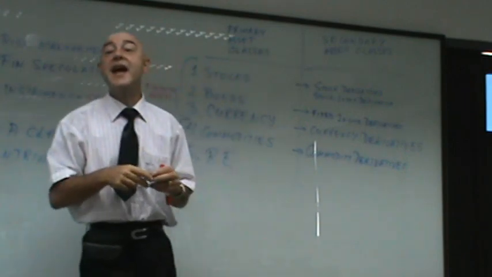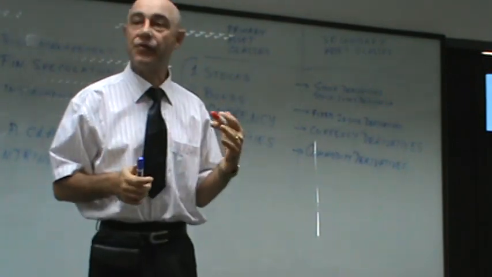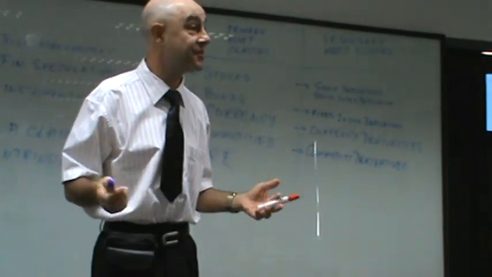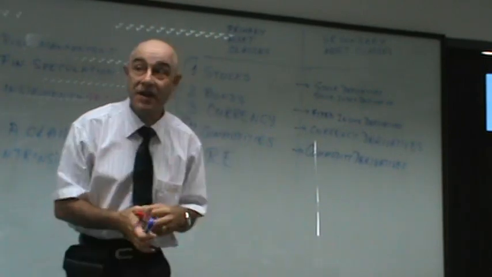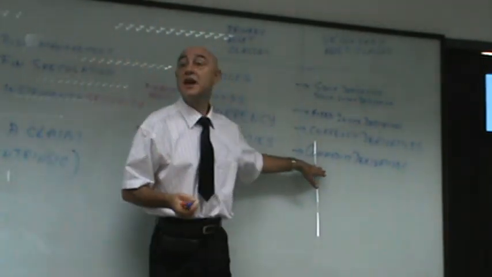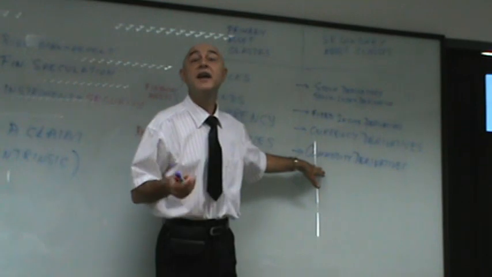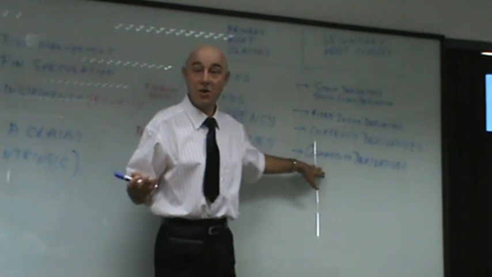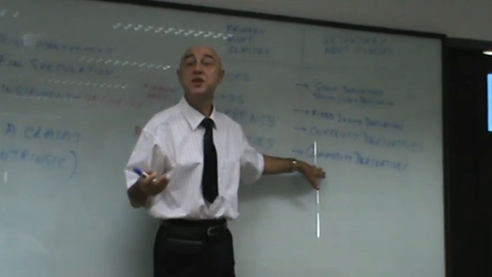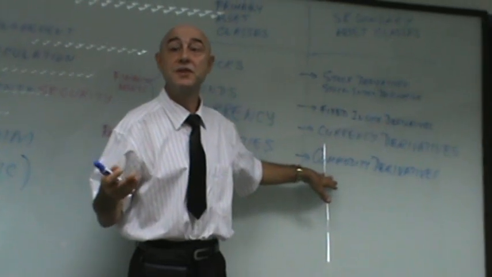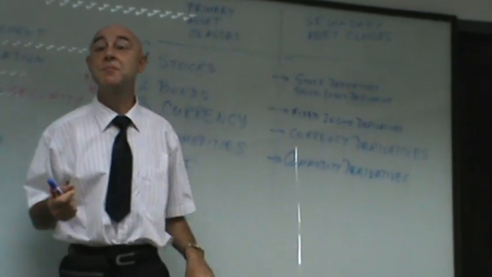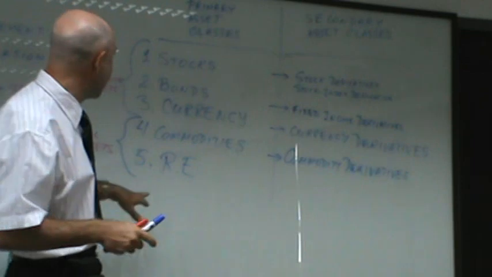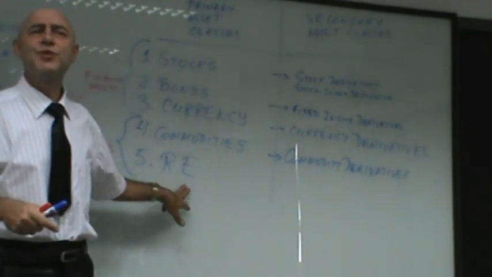Which happen to be very well developed in Thailand, because Thailand is a major producer and exporter of a certain number of globally important commodities. And finally, what do we do with real estate?